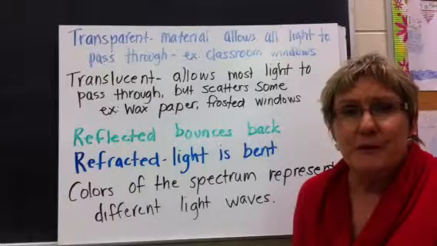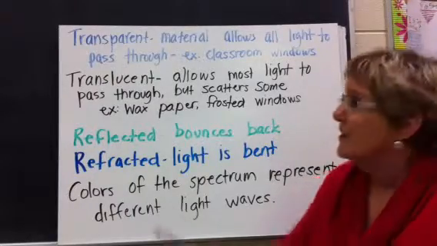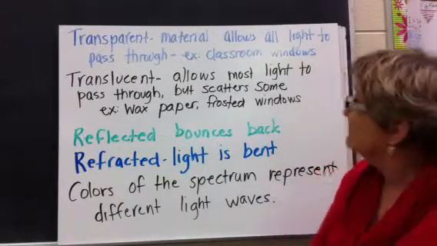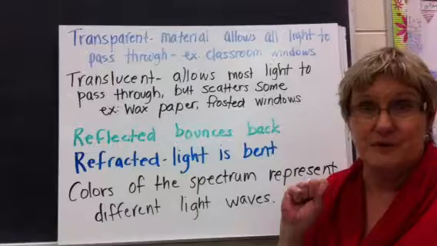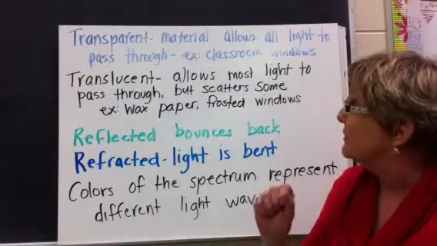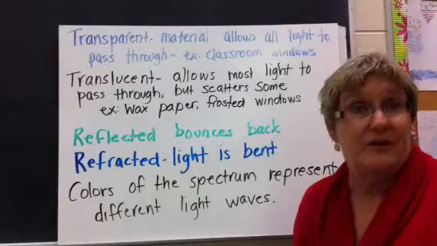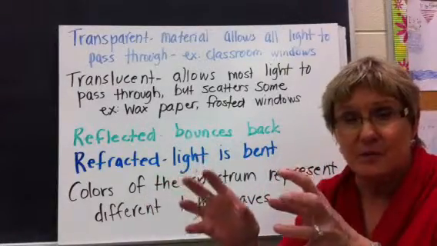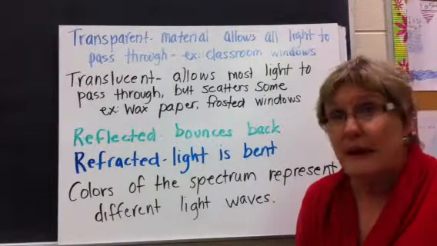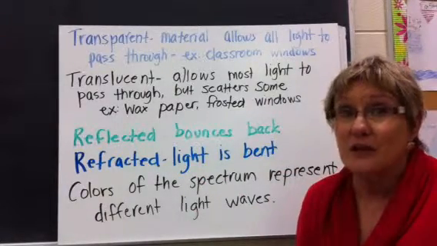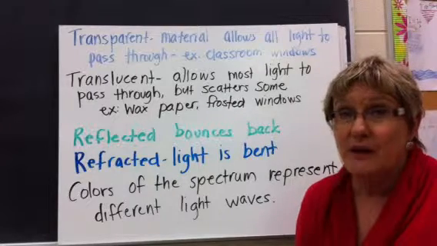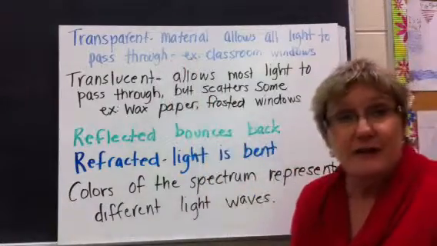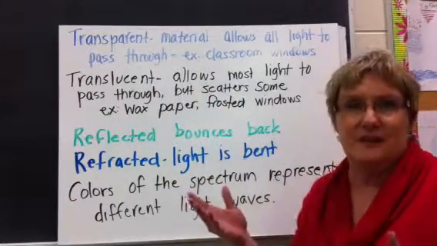A couple of words, though, people get confused a lot. One of them is transparent. A transparent material allows all of the light to go through. Example is our classroom windows. They're very clear. All of the light goes through. We can clearly see what's outside our window. An easy way to remember transparent is that if your parents are looking through transparent windows, they can see exactly what you are doing.